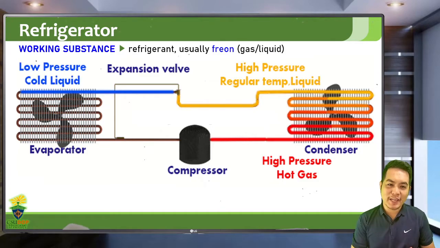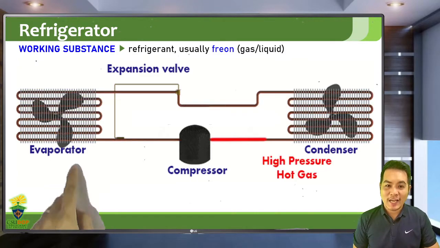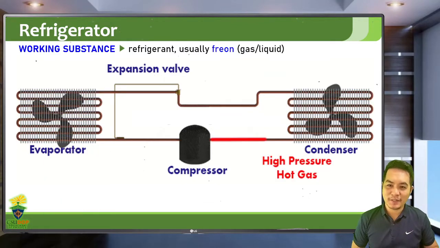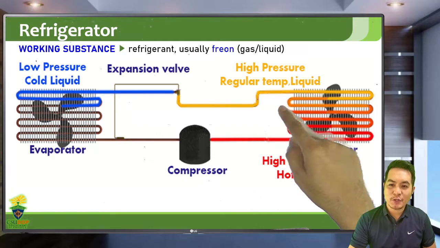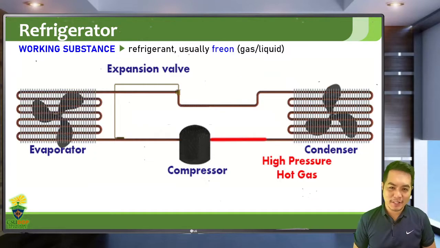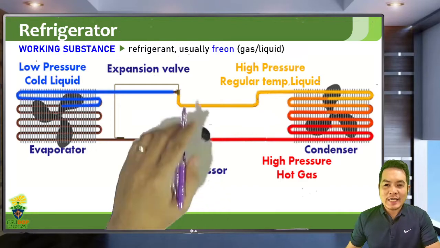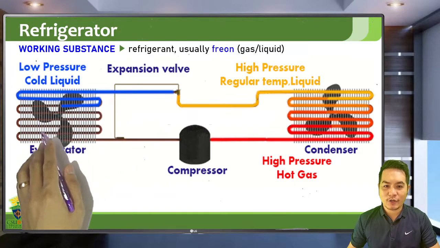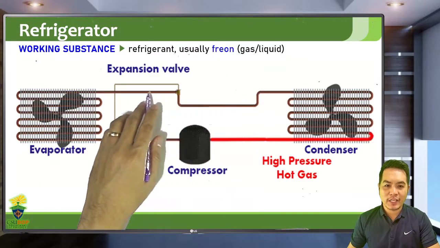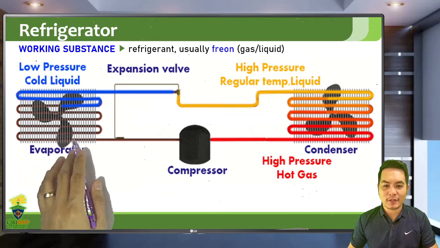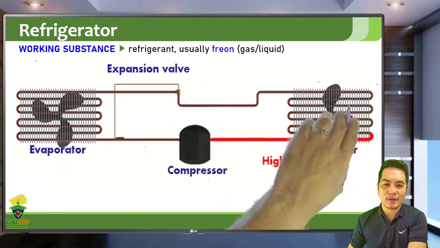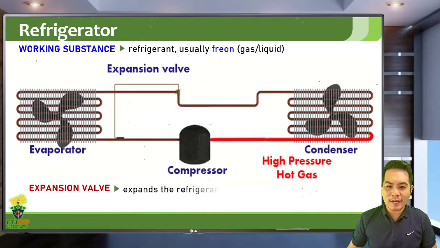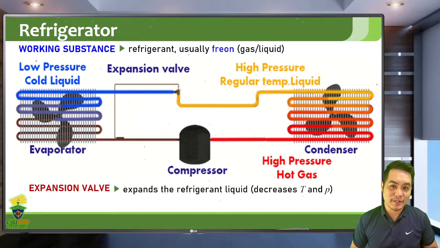Your refrigerator has two types of coils. The evaporator coils, which are found inside the refrigerator, and the condenser coils, which are usually found outside of the refrigerator. The working substance, the refrigerant, travels through these coils. It travels through the expansion valve, through the evaporator coils, to the compressor, to the condenser coils, and back. So it's a cycle. The expansion valve expands the refrigerant liquid.